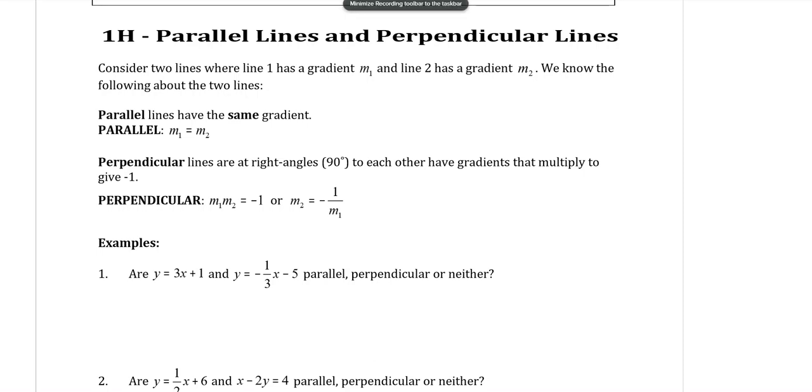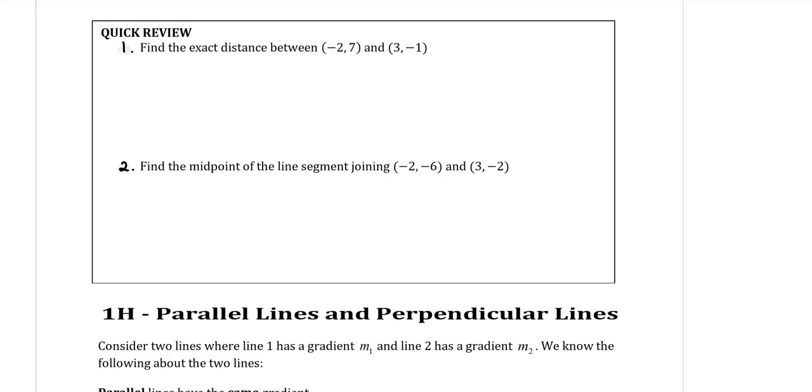Hello Year 10. Today we are looking at parallel lines and perpendicular lines, but we're quickly going to review distance and midpoint from last lesson first. So to find the exact distance between -2, 7, we're going to label these x1, y1 and x2, y2. Then the distance is found using the distance formula, which is d equals big square root of x2 take x1 squared plus y2 take y1 squared.